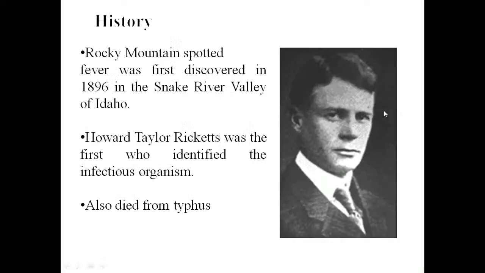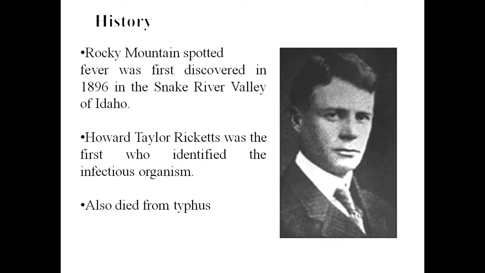Firstly, some words about history. Why is it called Rickettsia? What is it? Rocky Mountain spotted fever was first discovered in 1896 in the Snake River Valley of Idaho in the USA. Howard Taylor Ricketts, you can see him in this photo, was the first who identified the infectious organism. That's why this bacteria was named Rickettsia. And then he also died from typhus.